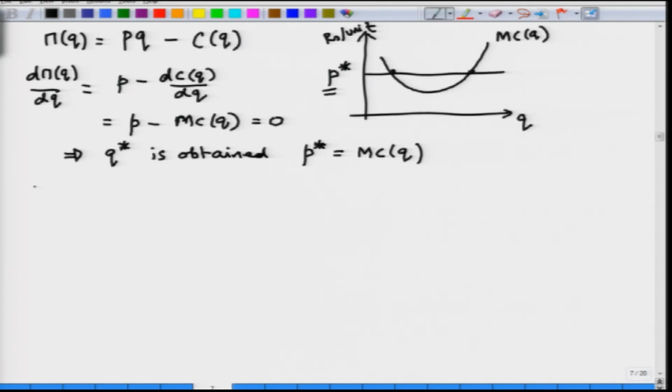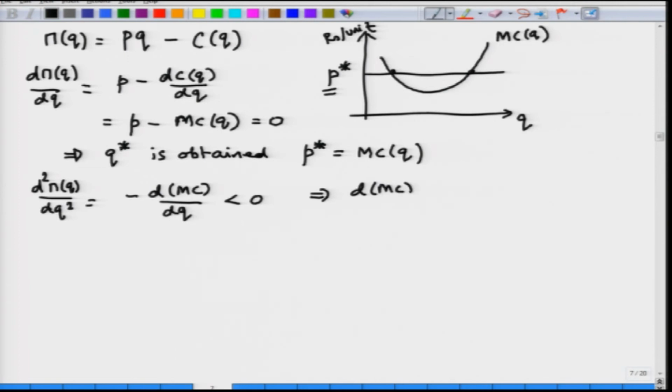So, for this, if we look at the second order condition for profit maximization, we will have minus of the derivative of marginal cost with respect to Q. This should be necessarily less than 0, which implies that the marginal cost curve must be upward sloping. This implies that the Q star that the firm is going to be choosing must be associated with the upward sloping portion of the marginal cost curve.